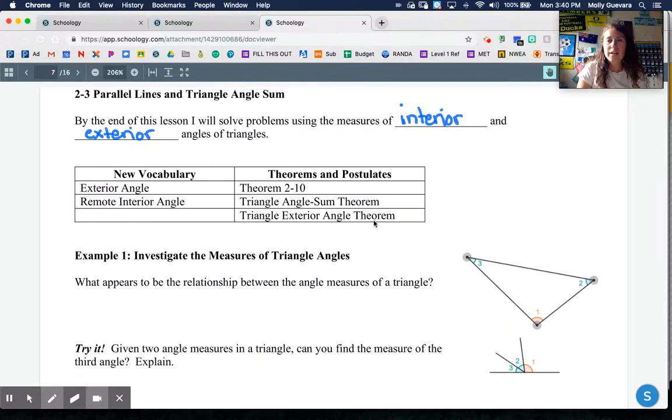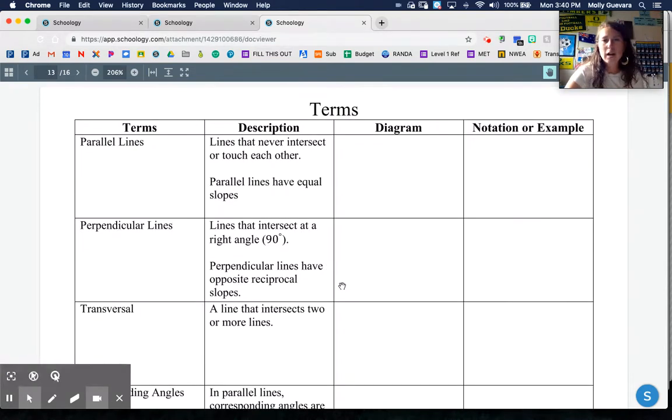So we're going to jump to the second to last page in our packet, so that we can talk about what is an interior angle, what is an exterior angle, and what is a remote interior angle. So flip to that page of your packet and we'll get started. All right, so here we're at the terms page.